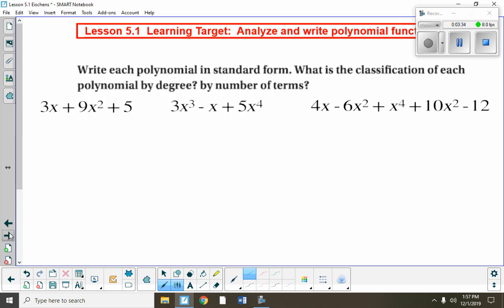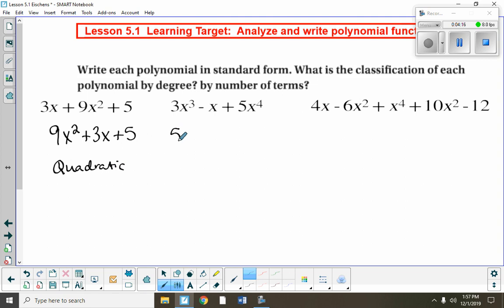Okay, here it says to write each polynomial in standard form, which means the exponents are in descending order. And what is the classification of each polynomial? By degree and by number of terms. So first, the highest power here is 9x squared, so we'll write 9x squared. And then plus 3x to the 1 power, and then plus 5. So that would be standard form. And what is the classification? Since it's 2nd degree, it would be quadratic. And the number of terms, it's a trinomial.